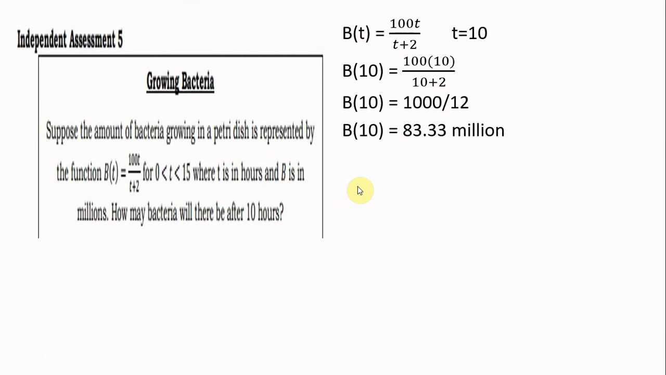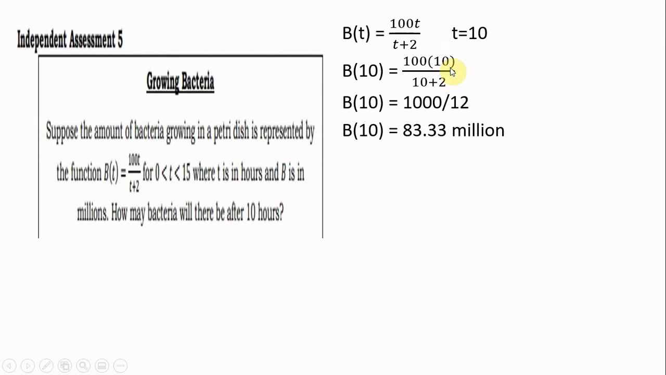Growing bacteria. Suppose the amount of bacteria growing in a petri dish is represented by the function b of t equals 100 times t over t plus 2, for t greater than 0 but less than 15, where t is the time in hours and b is in millions. How many bacteria will there be after 10 hours? So we write the function b of t equals 100 times t over t plus 2. What is the value of the function when t is 10? All you have to do is to substitute t by 10.